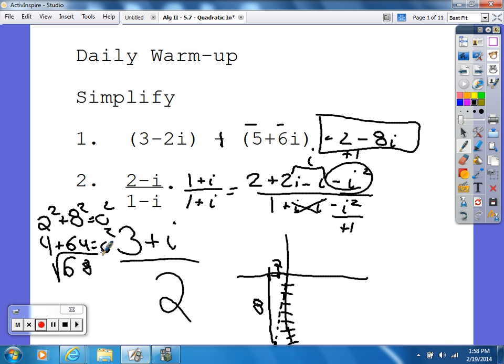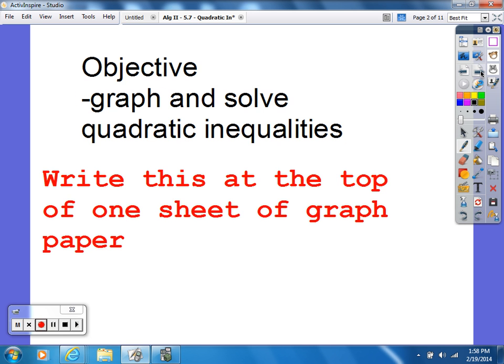All right. On the next sheet of graph paper, we're going to take a few notes. Go ahead and write down the objective of today. So today we're going to graph and solve quadratic inequalities. We've already graphed linear inequalities this year. We've already solved linear inequalities this year. We've also graphed absolute values, and we've also graphed and solved absolute value equations.